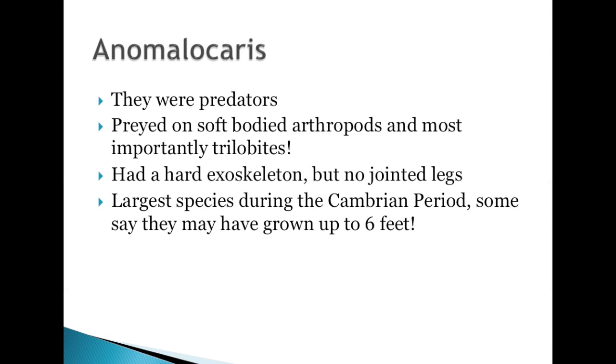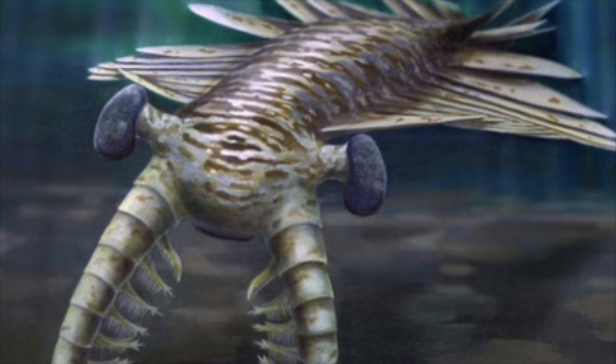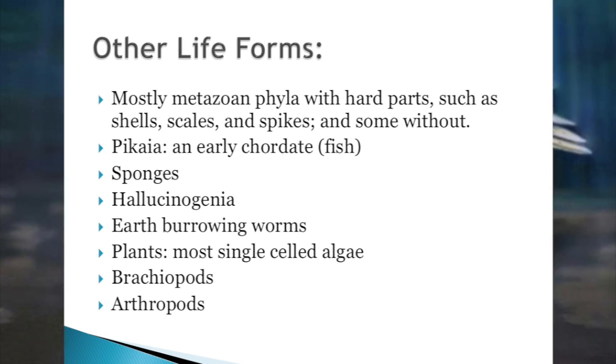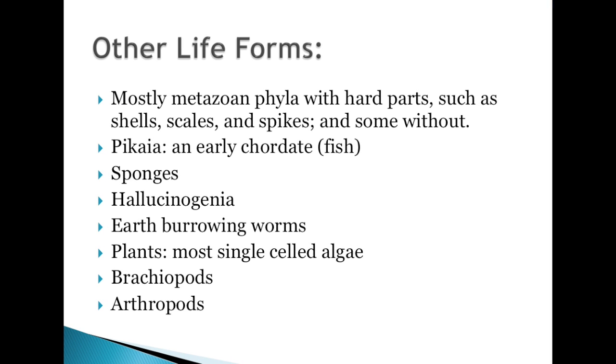Now we believe it is important to touch on the predator of the trilobite, the Anomalocaris. These creatures were huge. They could grow up to 6 feet in size and were the main predator during the Cambrian period. Although the trilobite and Anomalocaris were the two main species during this time, there were many other organisms as well.